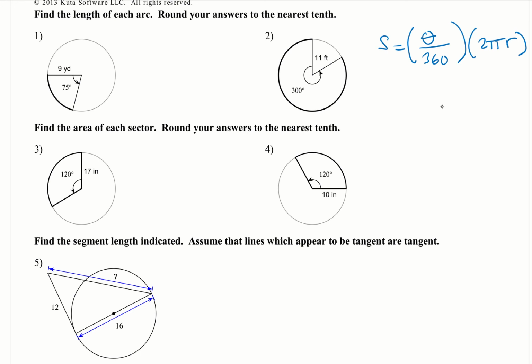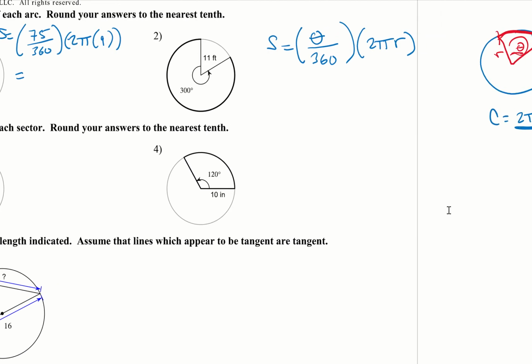So we need the radius, which is given by 9 yards here, and we got the angle given by 75 degrees. So we can plug in to the arc length formula. We have 75 over 360 times 2 pi times the radius, which is 9 yards. And then our final answer is going to be in yards because the radius is in yards. So we'll plug that in and do the calculation here.